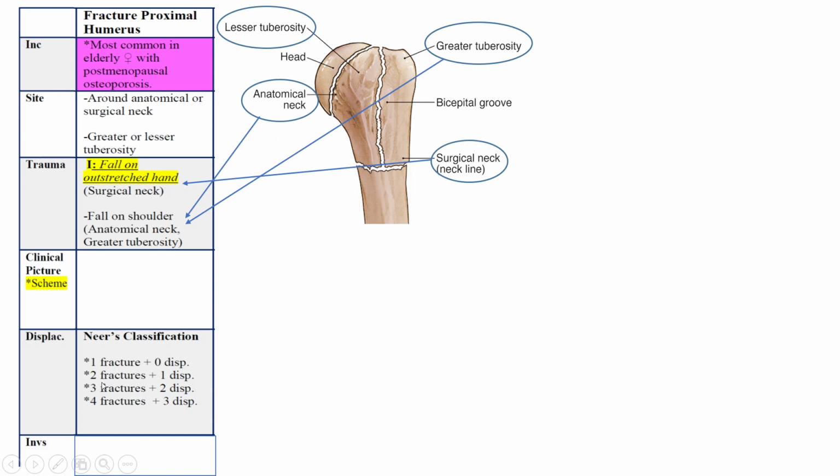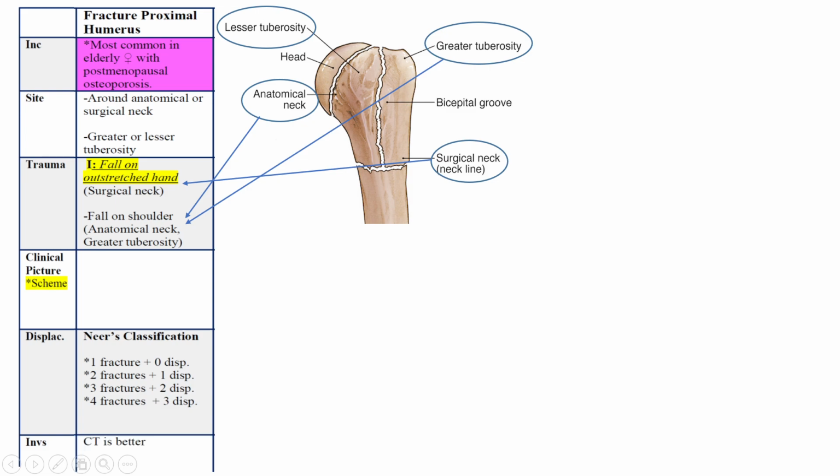1 with 0, 2 plus 1, 3 plus 2, 4 plus 3 displacement. So order the numbers 1, 2, 3, 4 and order the displacement 0, 1, 2, 3. For one fracture, there will be 0 displacement. If the bone is fractured into 2 parts, there will be 1 part displaced. If the bone is fractured into 3 parts, there will be 2 parts displaced, and so on.